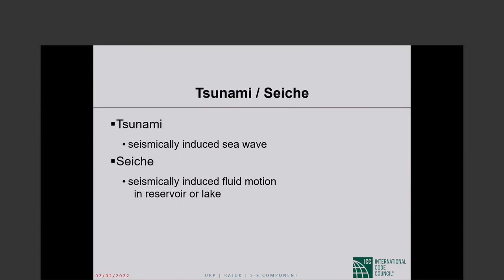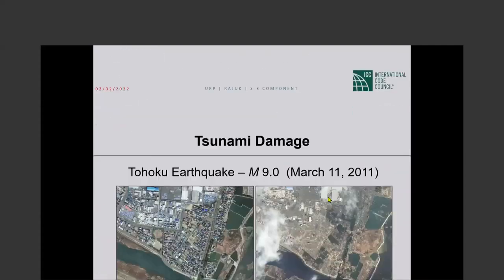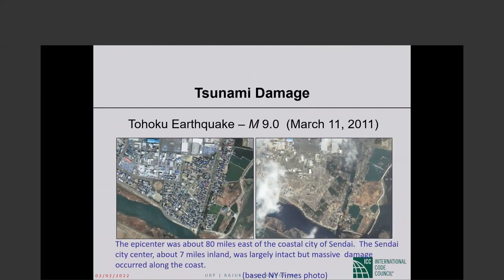Seismically induced sea waves, that's what tsunamis are. Seismically induced fluid motion in a reservoir or lake, so inland bodies of water, not the sea, are called seiche, and both can have a pretty devastating effect, although tsunamis are typically much stronger.